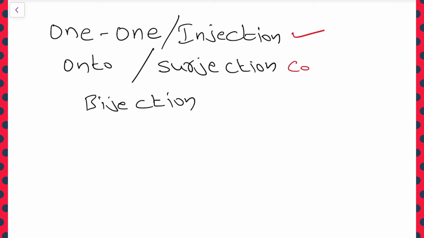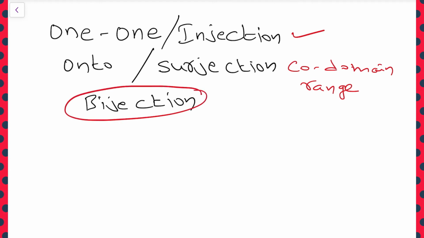Next, onto. If the codomain of a function is exactly equal to the range of that function, then that type of function is called an onto function or surjection. If we discuss with an example, you will understand very easily. Don't worry about it. Now, what is a bijection? If a function is a one-one function as well as an onto function, then it is called a bijection.